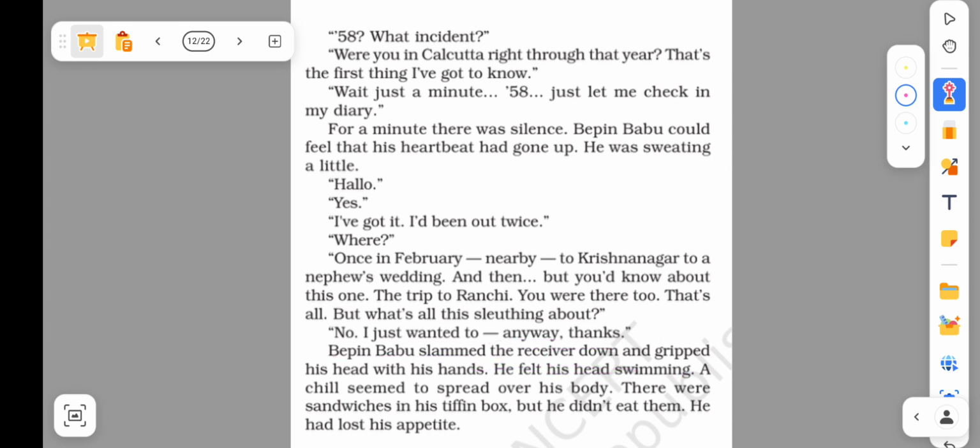Bipin Babu slammed the receiver down and gripped his eyes and hands. He felt his head swimming. Now he was very much confused. He was thinking, when was I in Rachi, and even I don't know it. A chill seemed to spread over his body. Okay, of course, he was very much surprised, and a chilling reaction was in his body. There were sandwiches in his tiffin box, but he didn't eat. He had lost his appetite.